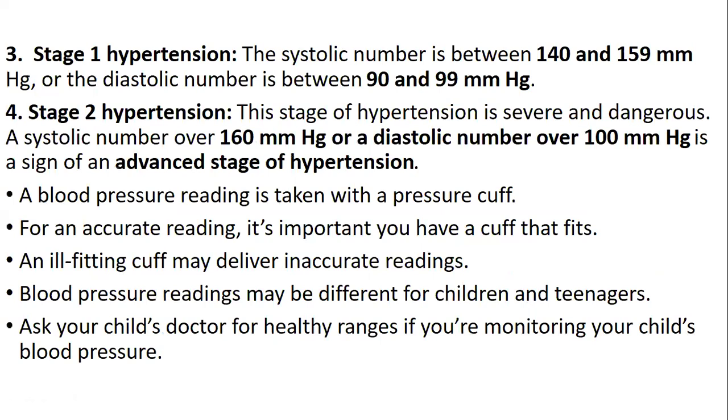Once you allow it to continue, it will go to stage 1 hypertension, where the systolic number is between 140 millimeters of mercury to 159 millimeters of mercury, or the diastolic number is between 90 to 99. Stage 2 hypertension is severe and dangerous. Its systolic number is over 160 millimeters of mercury, or diastolic number of 100 millimeters of mercury and above. So this is an advanced stage of hypertension and very dangerous.